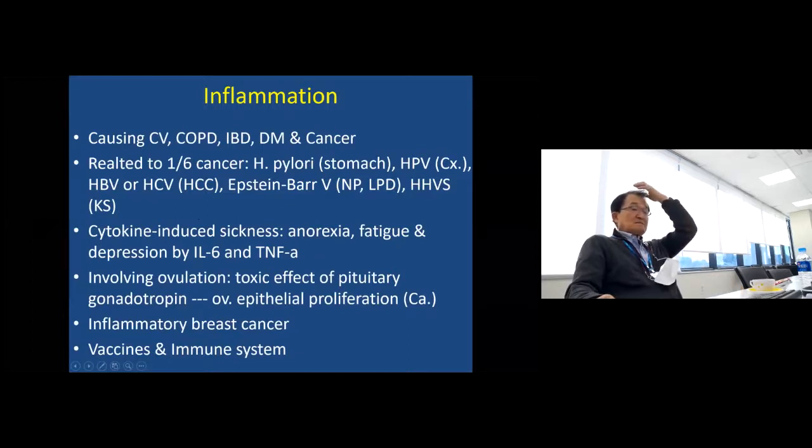Herpes virus is a human papillary virus. It's related to cervical cancer, hepatitis B, C, hepatoma, Epstein virus, head and neck squamous cell cancer, and the Kaposi sarcoma also relate to human virus. And then also too much cytokine relates to anorexia, fatigue, depression, usually by interleukin-6, tumor necrosis factor alpha, and then certain toxic effect, pituitary gonadotropin, and that will make a proliferation of ovarian epithelial cancer.